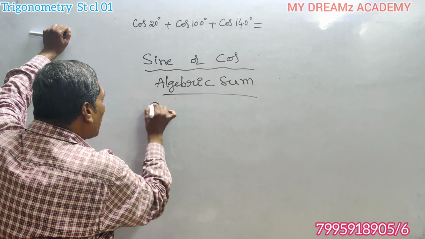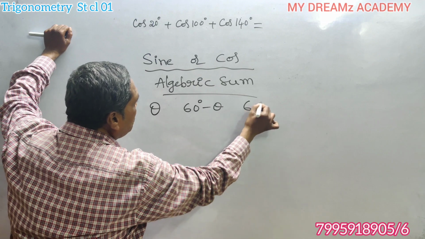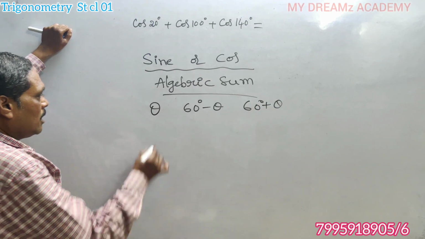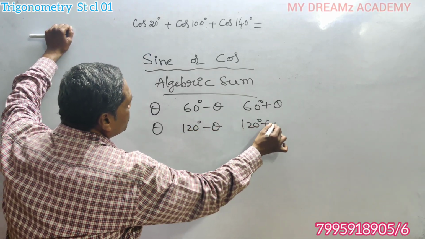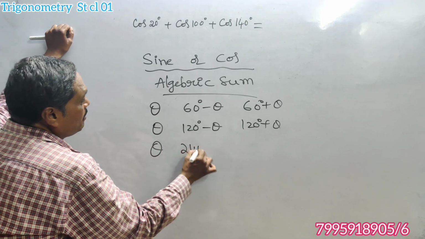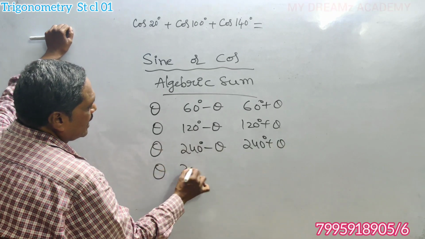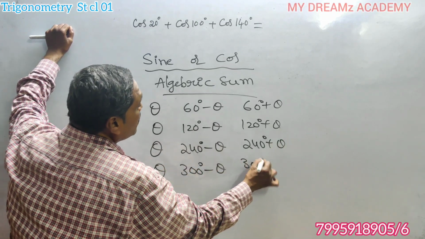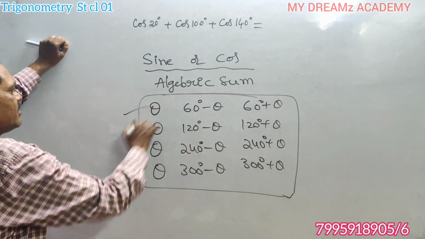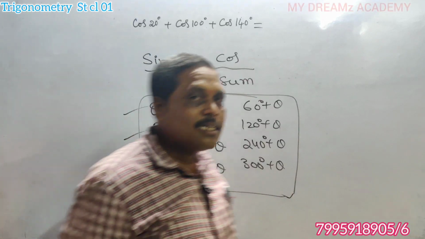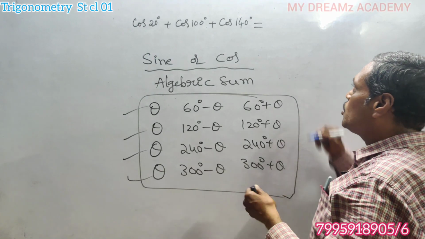If the angles are in the form of theta, 60 minus theta, 60 plus theta; theta, 120 minus theta, 120 plus theta; theta, 240 minus theta, 240 plus theta; theta, 300 minus theta, 300 plus theta. If three angles are in the form of any one of this set, maybe in terms of 60s or 120s, 240s or 300s, then the answer will become 0 only.